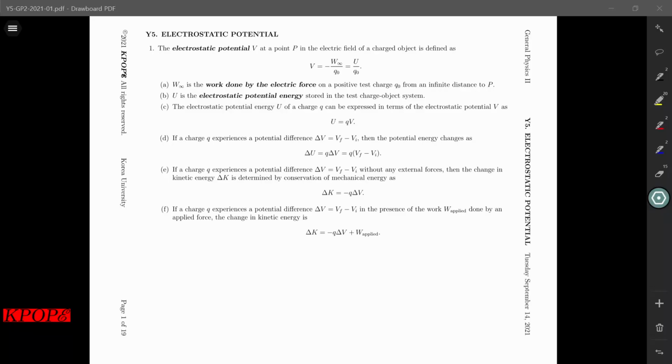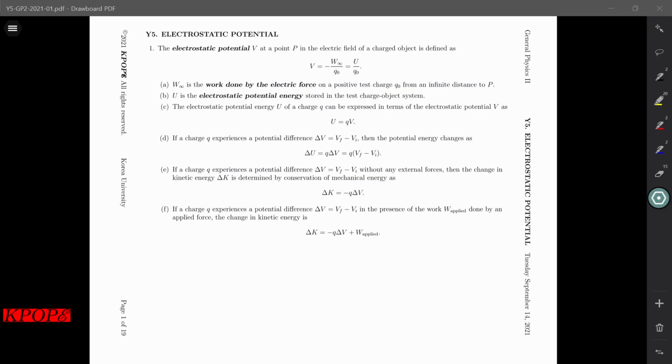Today we study electrostatic potential. Until now, we have studied Coulomb's law first, and by making use of Coulomb's law, we have defined the electric field, and the electric field can be computed based on Coulomb's law.